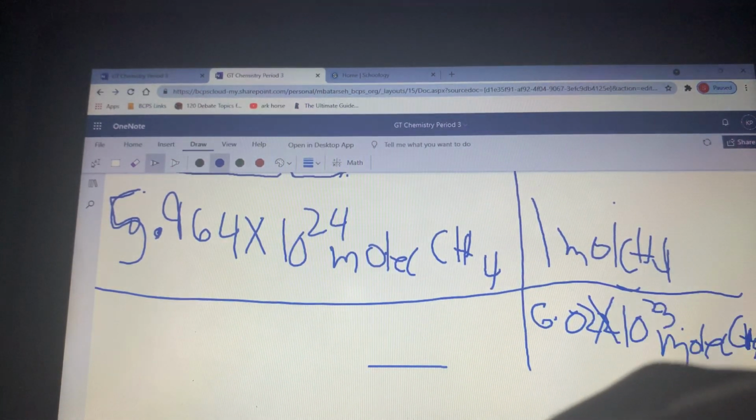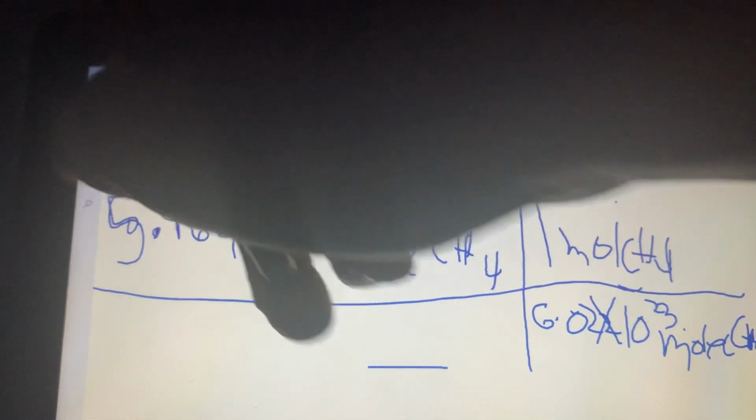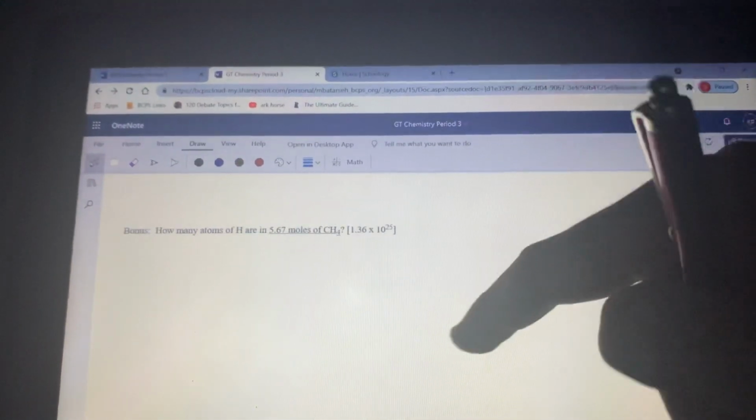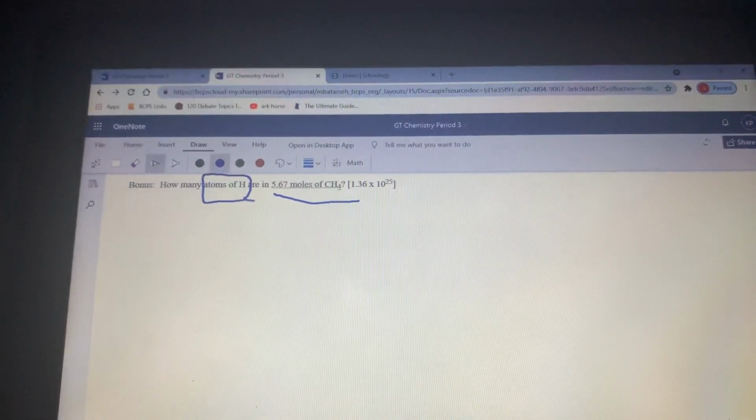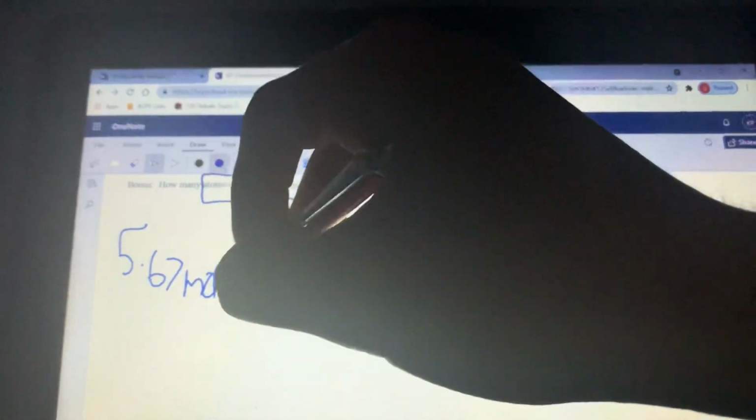Now let's go down here and do a hard one. A bonus problem. I think you guys are ready. I don't know if you do, but I think you guys are. So how many atoms of hydrogen are in 5.67 moles of CH4? So it gives us what is wanted and what is given. So first, of course, we start off with 5.67 moles of CH4.